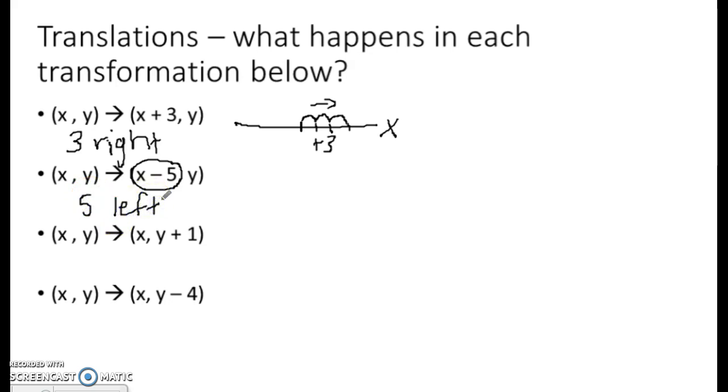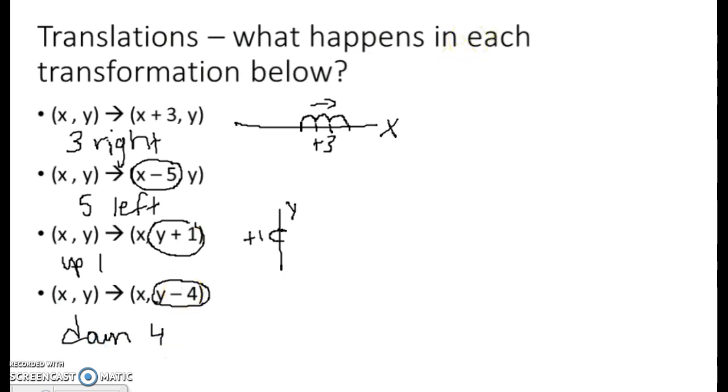On the next translation, we're adding 1 to the y value. And you have to remember the y-axis goes up and down. So if you add 1, you're moving up 1 space. So this would be up 1. And then here we're subtracting 4 from our y value, so that would be moving down 4 spaces.